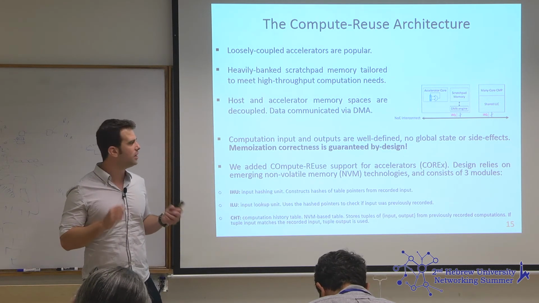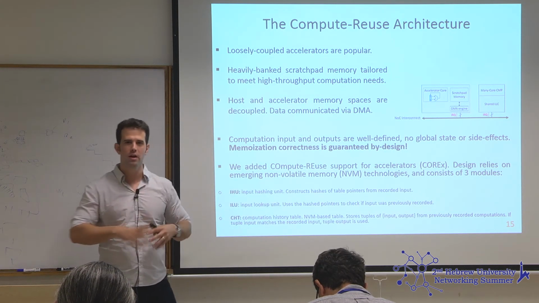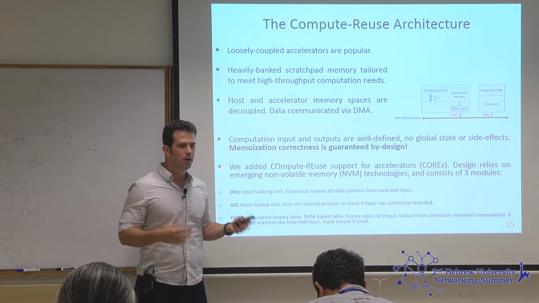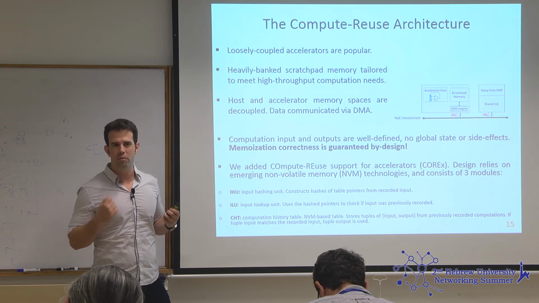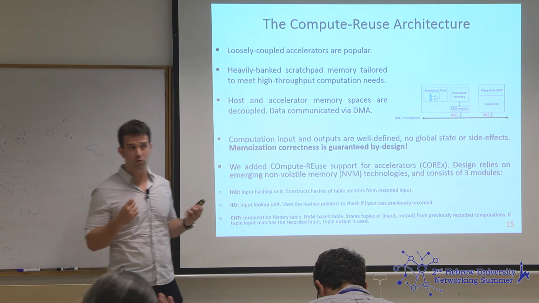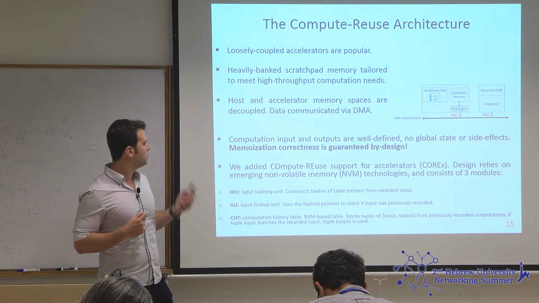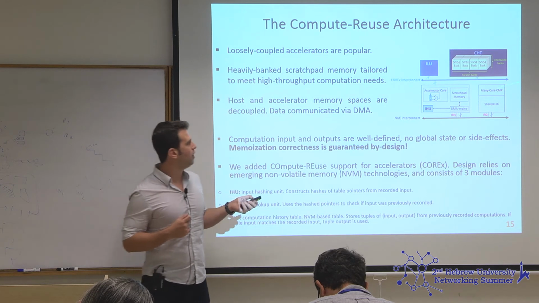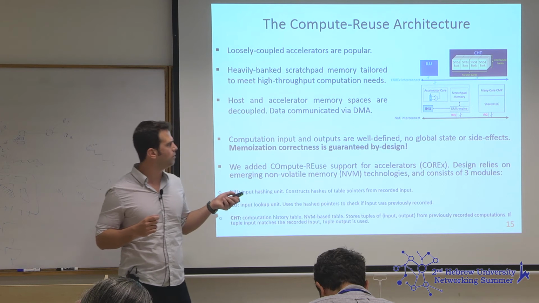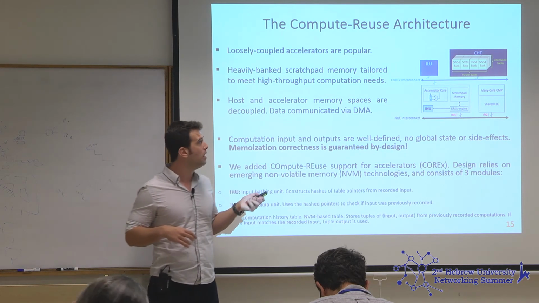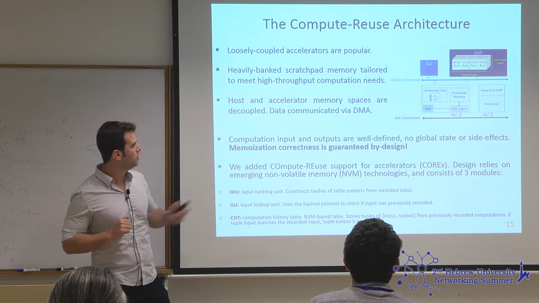So basically what it gives us is a clear distinction between the input, the output, and the execution, and it essentially gives us a way to evaluate. The hard part of memoization, which is correctness, which is not always trivial to do in software, is given to us by design. So we developed the scheme around that. We have a unit that does the hashing and looks over DMA. We have a unit that constructs pointers, and we have a table that uses a general non-volatile memory technology.